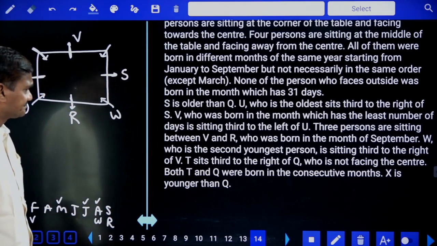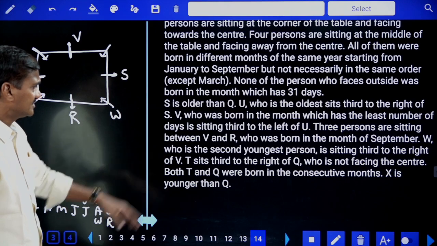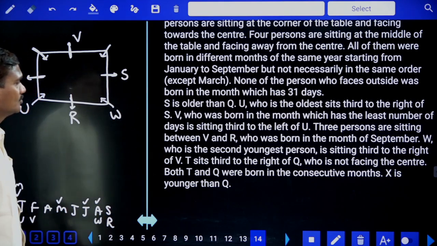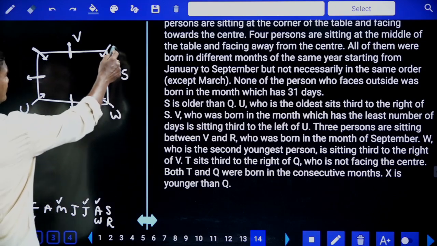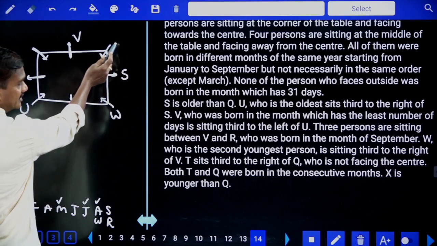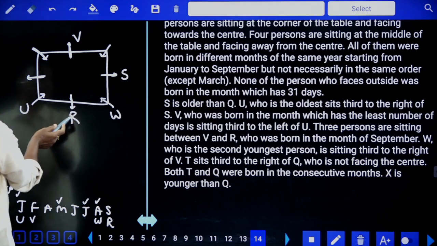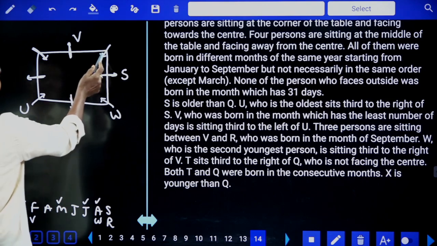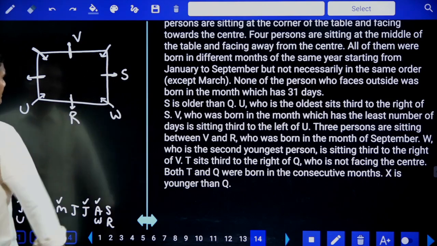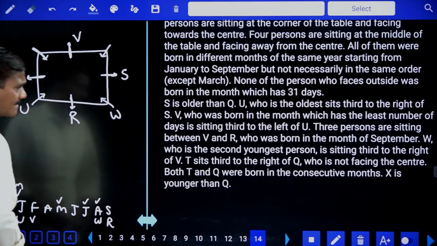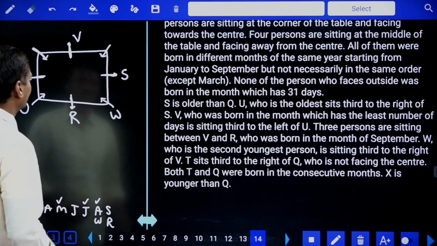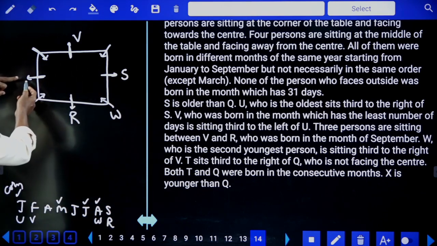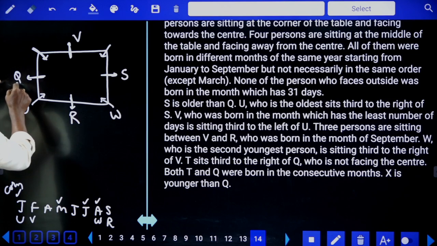And next one, T sits thought to the right of Q. Q is not facing the center. That means Q must be away from the center. If Q is here, then T sits thought to the right of Q, so T cannot be here, isn't it? Hence Q cannot be here. As Q cannot be here, then where should this Q be? Q is facing away from the center, and there is only one such place. Hence Q is here.